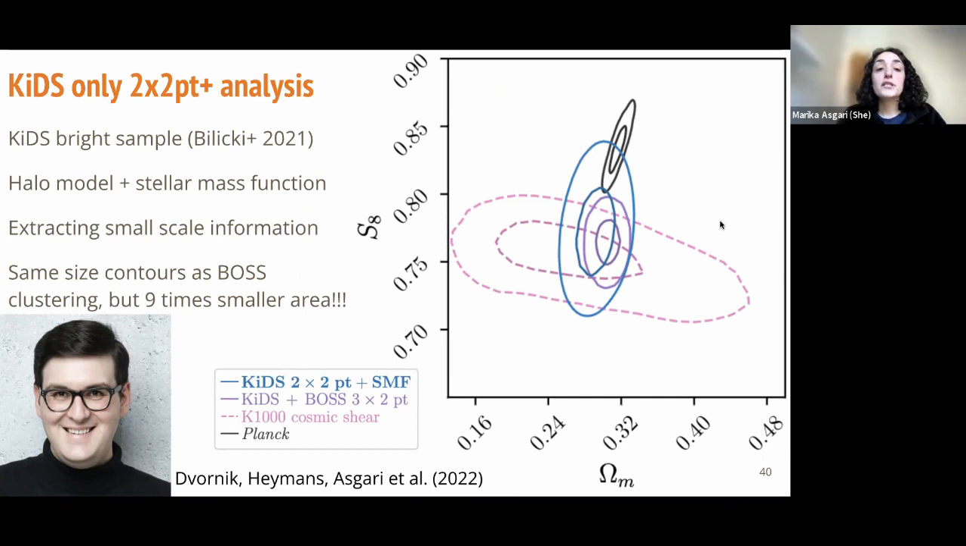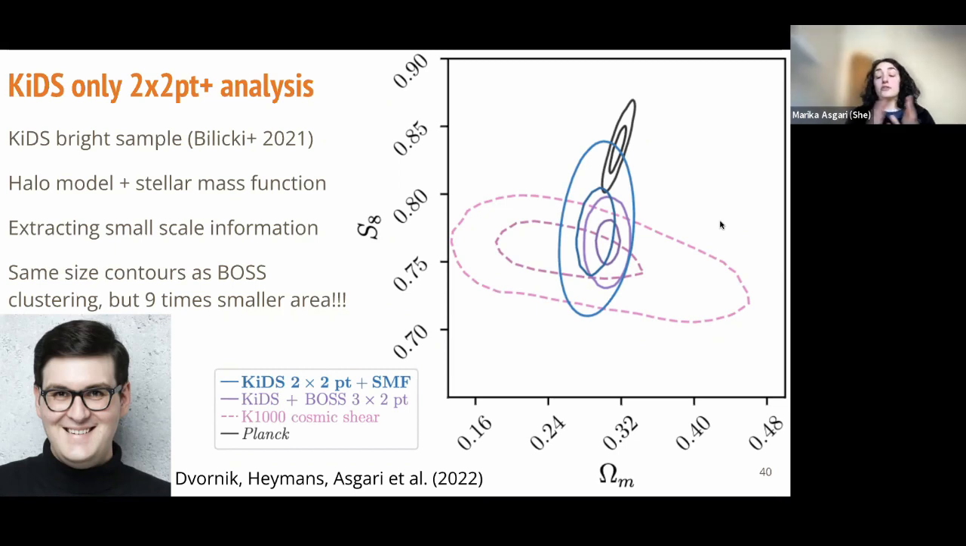And this is using KiDS-only data. So the KiDS bright sample, which is similar to the GAMA survey, is used for galaxy clustering and is used as lenses for galaxy-galaxy lensing. Then we have the halo model that was tested in Mahony et al., and include the stellar mass function. And this allows us to extract small scale information from the data.